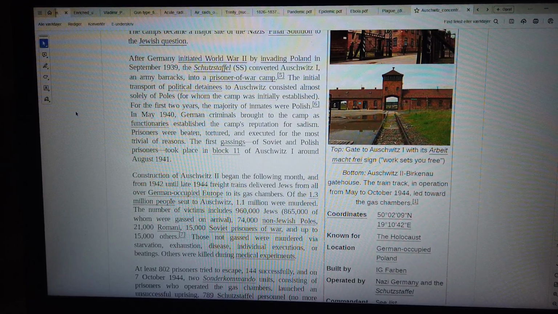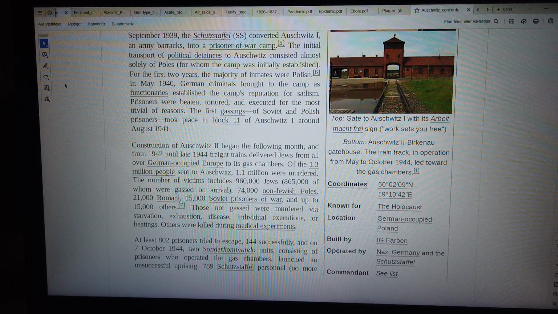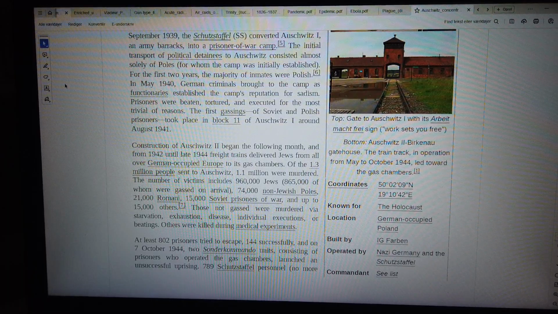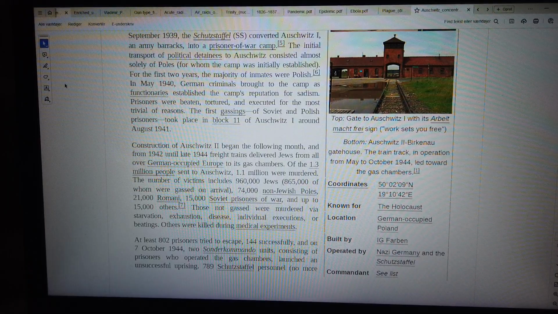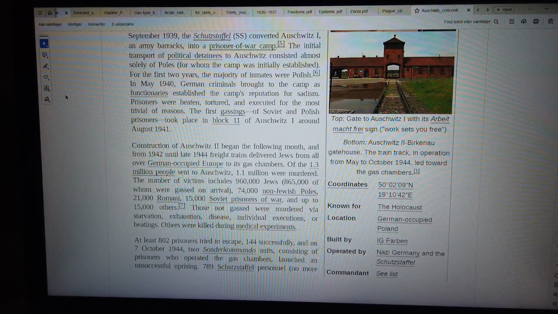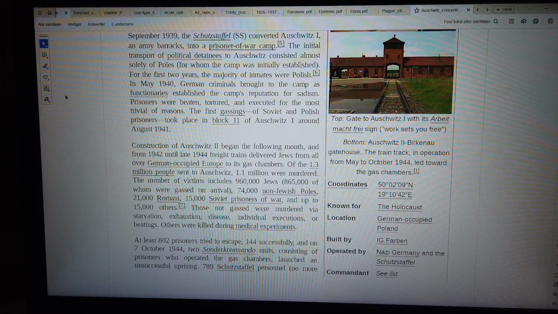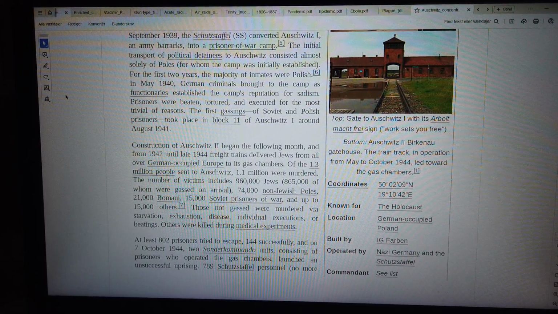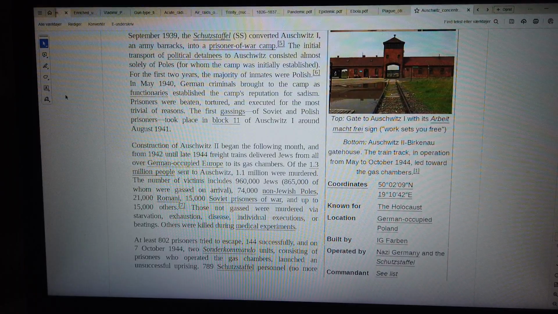In May 1940, German criminals brought to the camp as functionaries established the camp's reputation for sadism. Prisoners were beaten, tortured, and executed for the most trivial of reasons. The first gassings of Soviet and Polish prisoners took place in Block 11 of Auschwitz I around August 1941. Construction of Auschwitz II began the following month, and from 1942 until late 1944 freight trains delivered Jews from all over German-occupied Europe to its gas chambers.